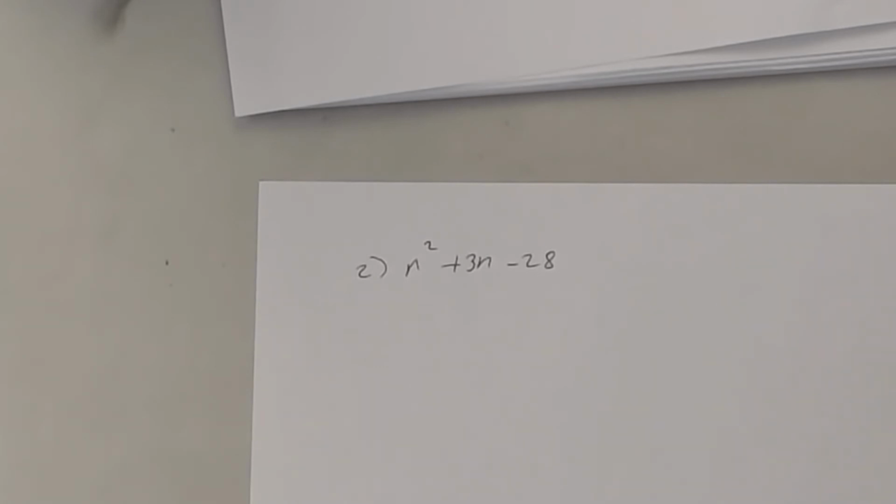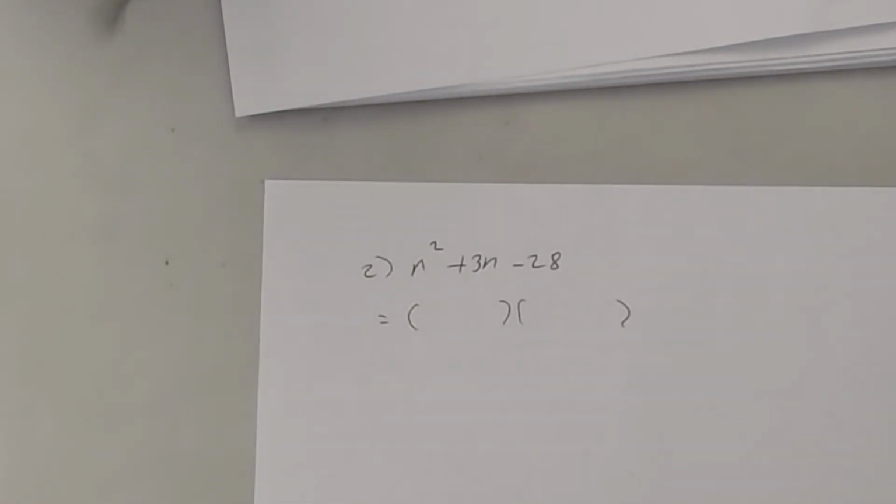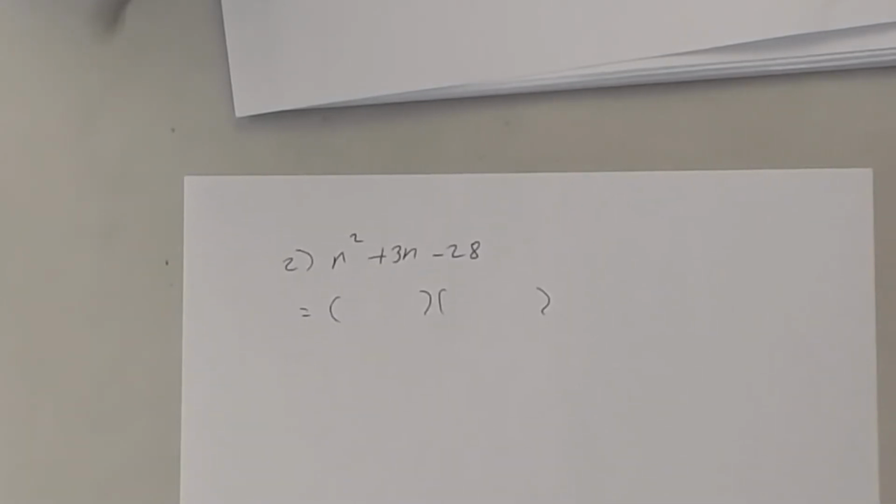Now, since the GCF is 1 and I have a trinomial and I want to factor it, I'm going to go directly and try factoring this as a product of 2 binomials. Good. Okay. You're using reverse FOIL. Some people call this reverse FOIL. Some people call this trial and error. Whatever it is.